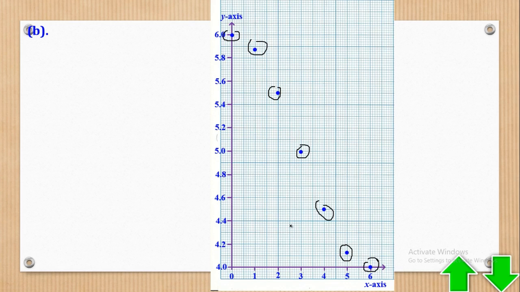So after plotting, we need to draw a smooth curve through all these points. The curve must be smooth and must pass through all those points. So let's first do that. After drawing the curve, you have to label the curve that y is equal to 5 plus cos 30x degrees.